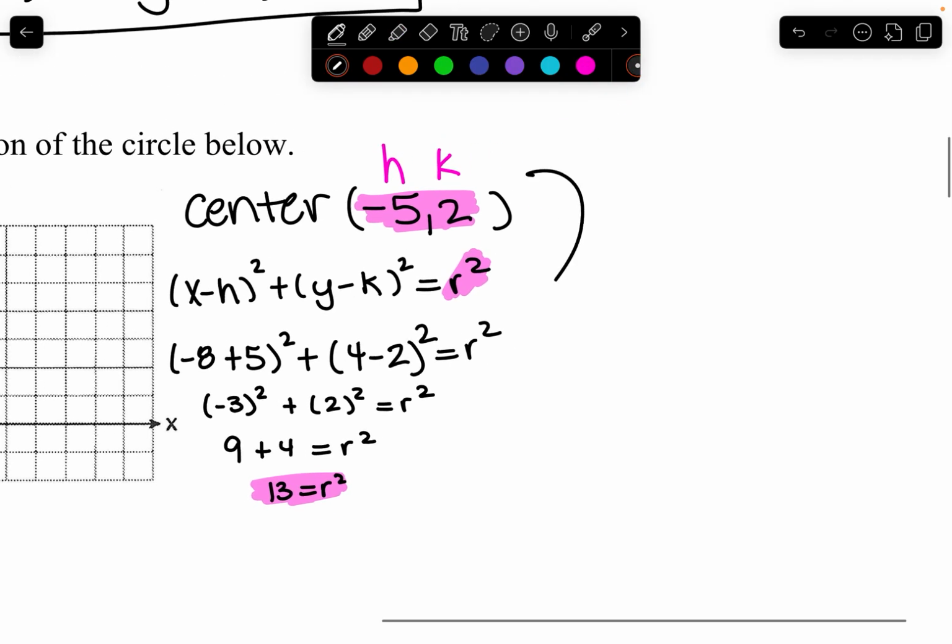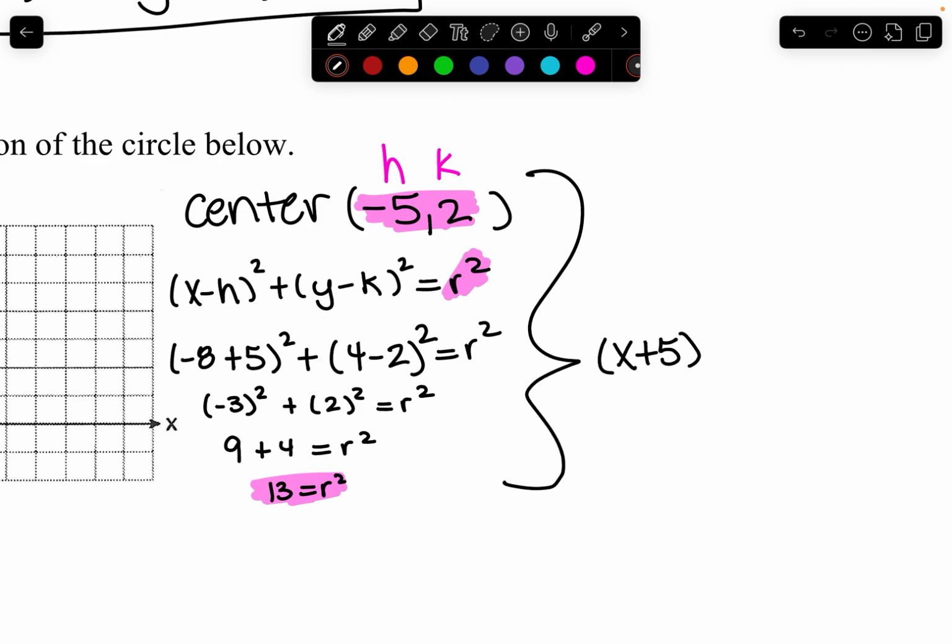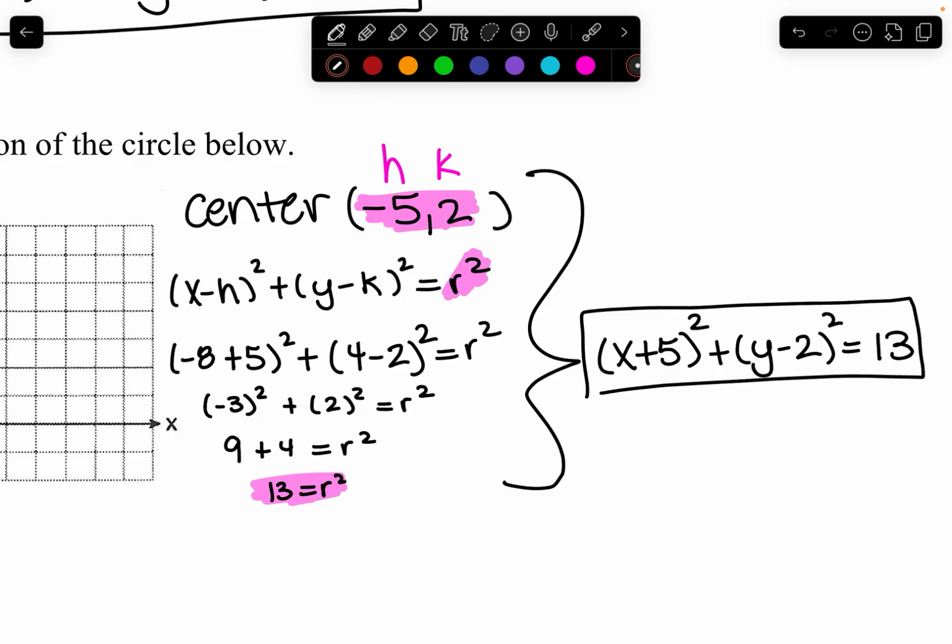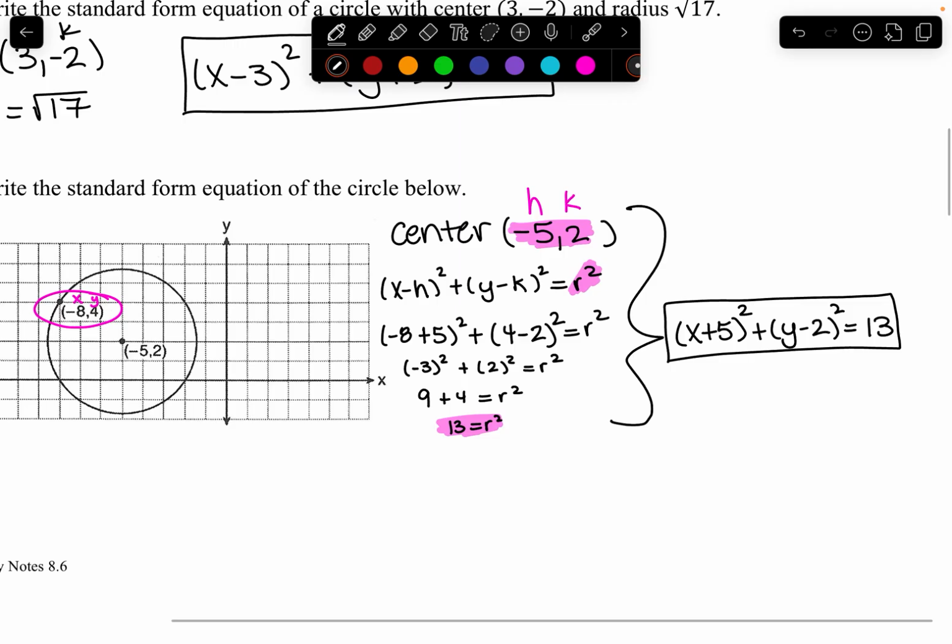Okay, so my final answer is going to be x plus 5 squared plus y minus 2 squared equals 13. And that is going to be my standard form equation of my circle. And I was able to do that because I was given a point on the circle.